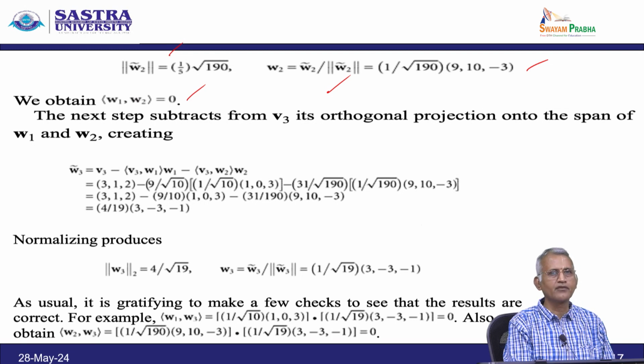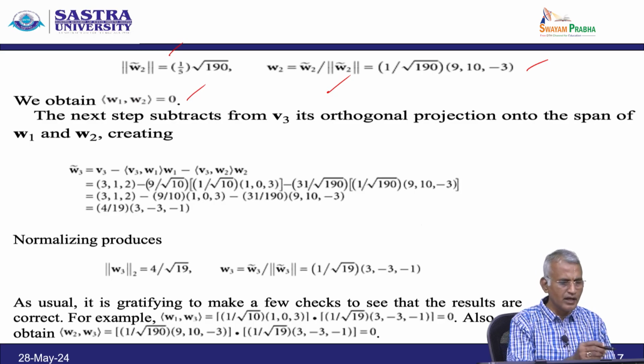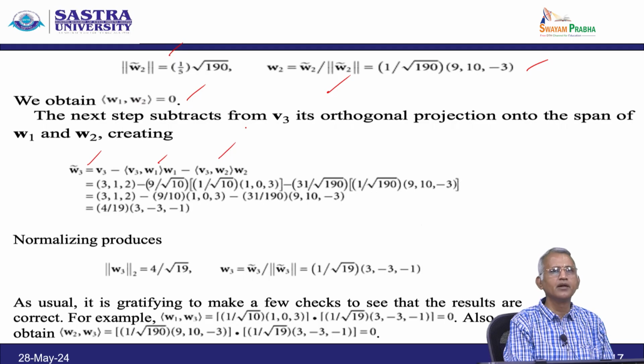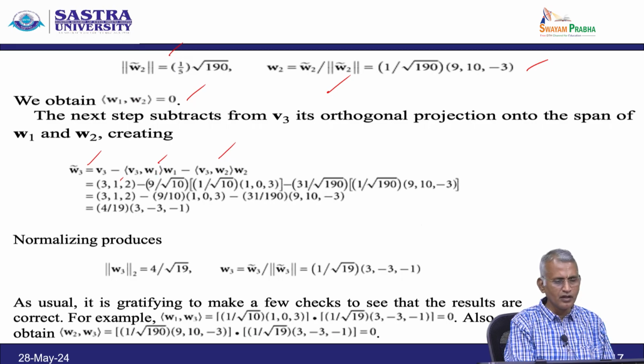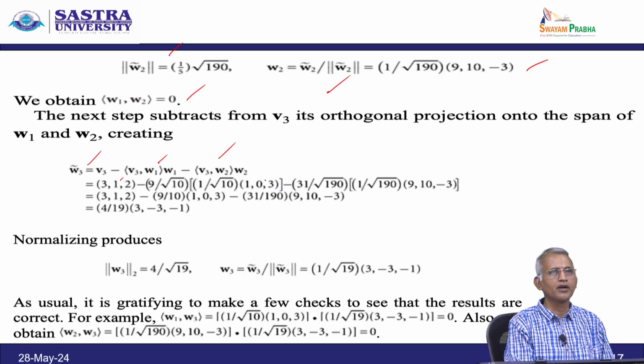Next we subtract from V3 its orthogonal projection onto the span of W1 and W2, creating W3 equal to V3 minus inner product of V3 and W1 times W1 minus inner product of V3 and W2 times W2. V3 you know the value, (3, 1, 2), and W1 is 1 by root 10 into (1, 0, 3), and W2 is 1 by root 190 into (9, 10, minus 3). Already we found all the values, so simply substitute and use the inner product vector space definition.